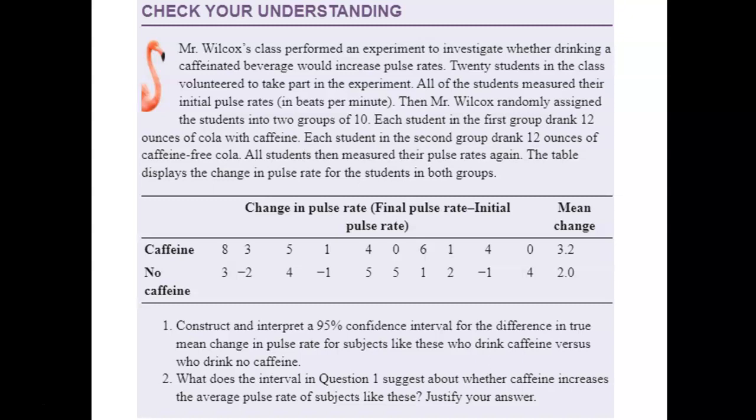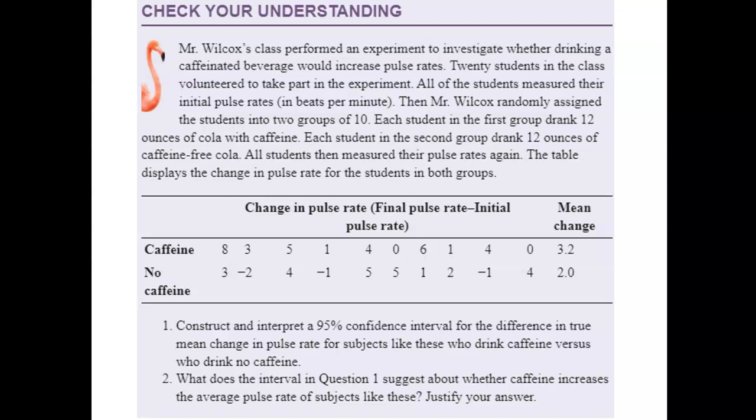Mr. Wilcox randomly assigned the students into two groups of 10. So there's the random assignment. Each student in the first group drank 12 ounces of cola with caffeine, and each student in the second group drank 12 ounces of caffeine-free cola. All students then measured their pulse rates again, and here's our data that displays the change in pulse rate for the students in both groups.